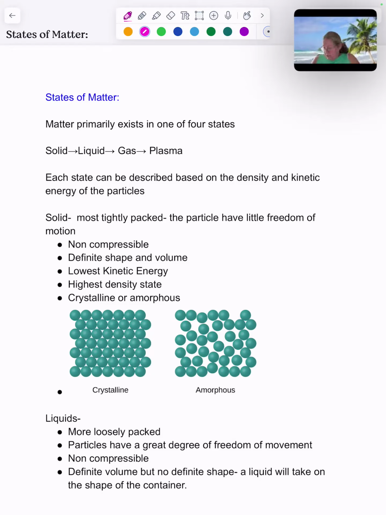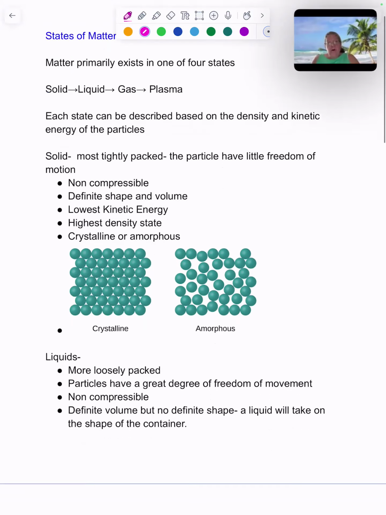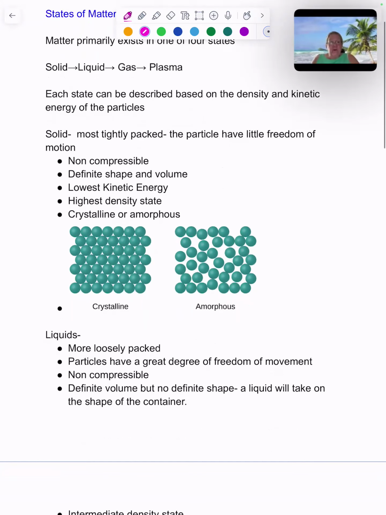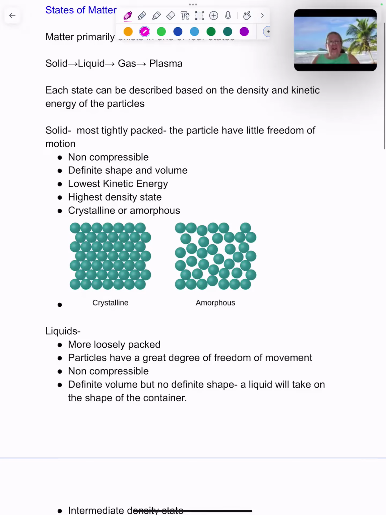Okay, a liquid is more loosely packed. The particles have a greater degree of freedom of motion. They're considered non-compressible because there's not much space between the particles. In a liquid, the particles just slip and slide past each other. We show motion with an arrow. So we can show that things are moving, they're sliding past each other. The longer the arrow, the greater the degree of freedom of motion. So in a solid, yes, they're jiggling in space. They might have just a little teeny tiny arrow of motion.